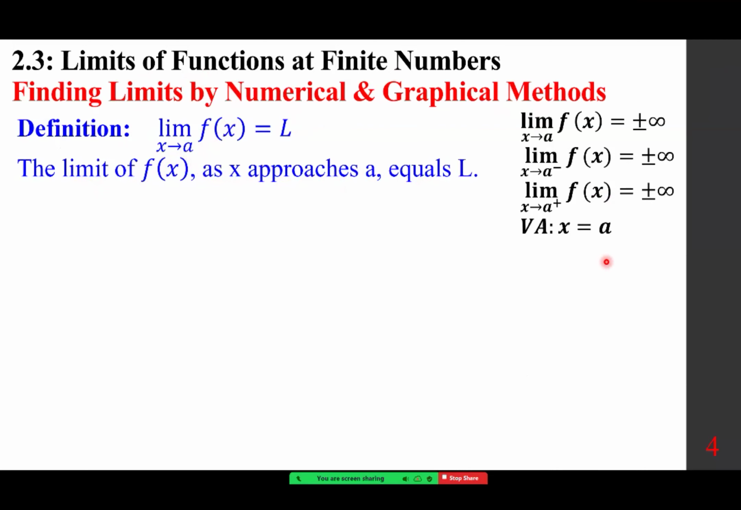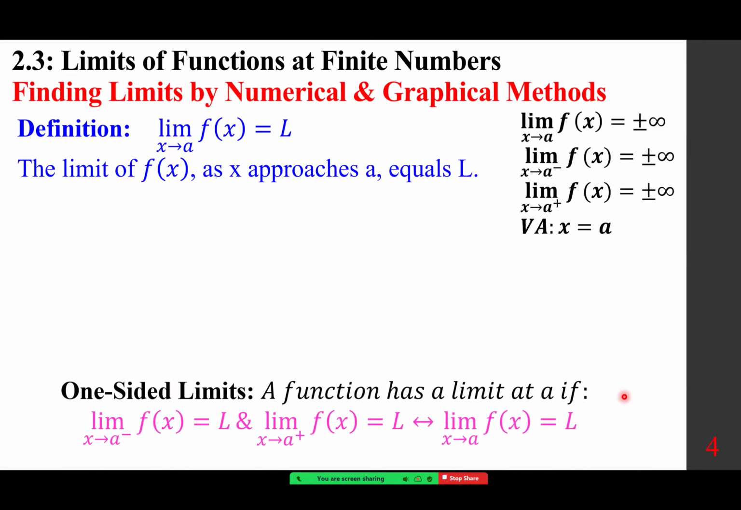All of this will give rise to the equation of a VA or vertical asymptote. If the limit of f of x as x approaches a, or a from the left, or a from the right, is either positive or negative infinity, the line x equals a represents VA, vertical asymptote. One-sided limit.